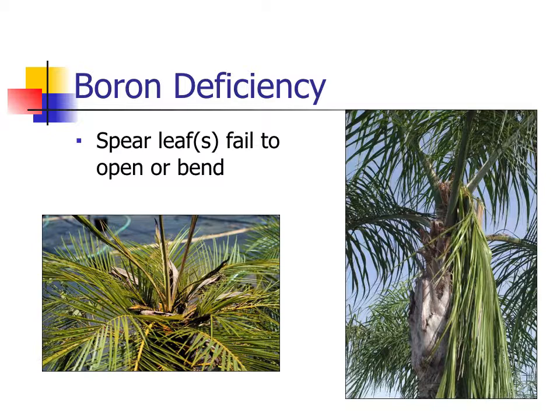Now, another one is that spear leaves, the newest leaves, fail to open or bend over, but they remain green. This could be misconstrued for a disease of palms, which we'll talk about later. Now, the problem with boron is that a little goes a very long way. Plants only need a few parts per million in their tissue in order to be healthy and grow just fine. A little boron would correct this. A lot of boron will work like a herbicide, in other words, a weed killer or a plant killer.